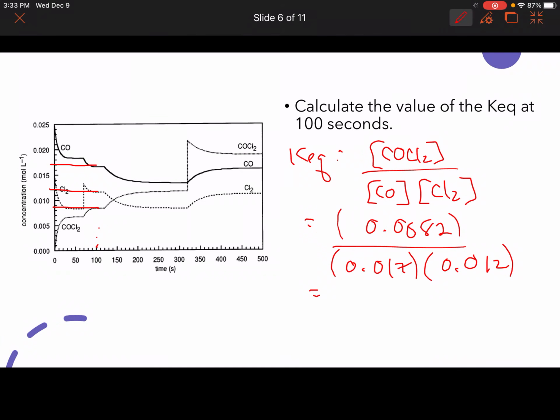So 0.0082 divided by 0.017 divided by 0.012, and I get the number 40.196. So that's my KAQ.